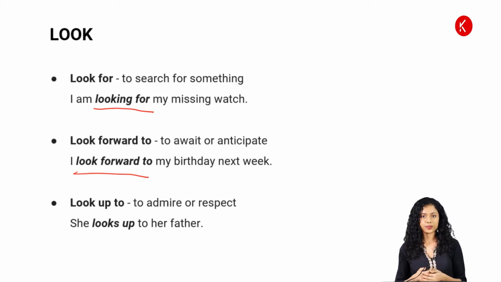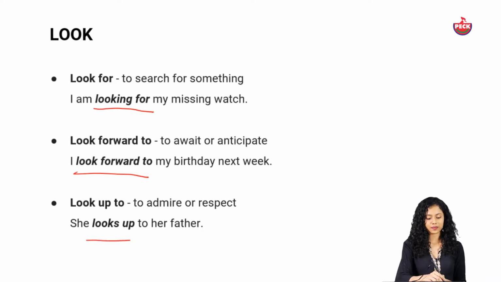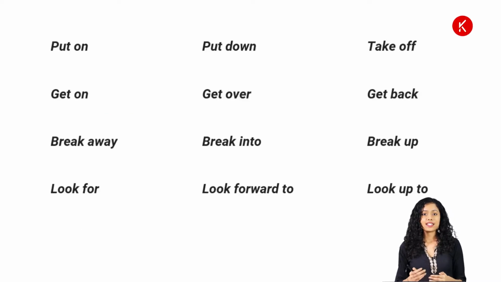Look up to means to admire or respect someone. It's usually someone who is older than you. She looks up to her father, means she admires and respects her father. Now, let's sum up all the phrasal verbs that we learned so far.